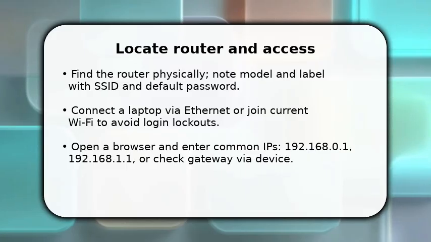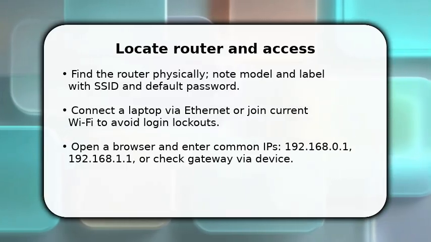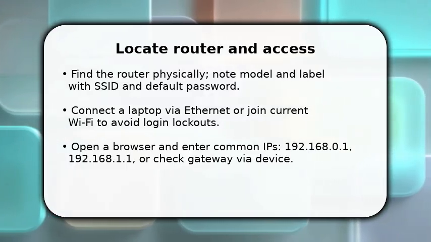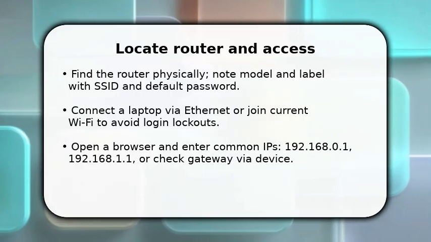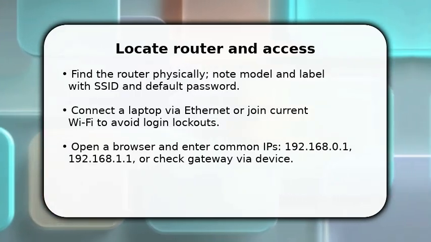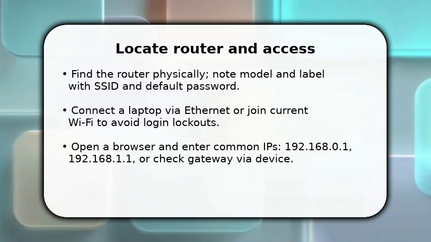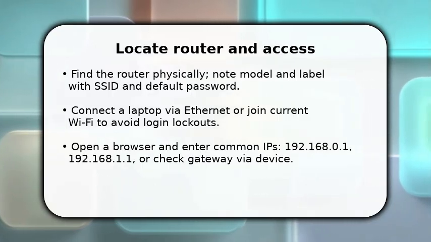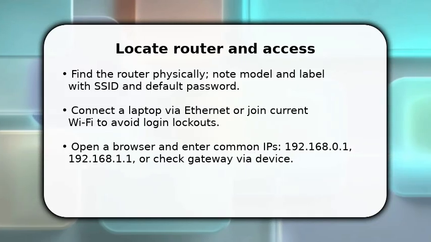You start by locating the router and confirming you have physical or admin access. This speeds everything up. Once you're next to the device, read the label for default SSID and admin credentials. Make a wired connection if possible to prevent wireless interruptions while changing settings.